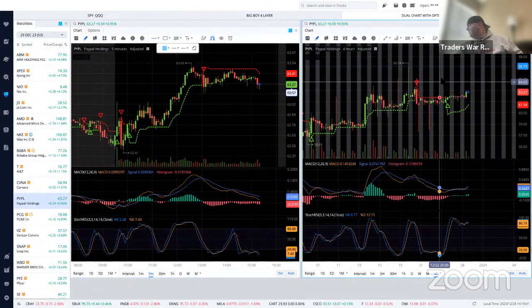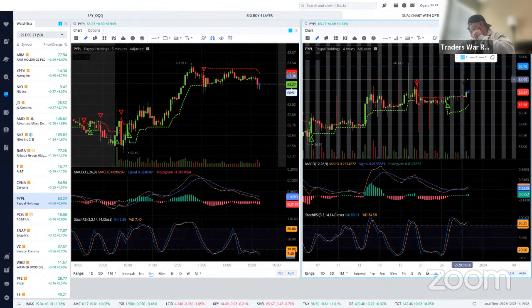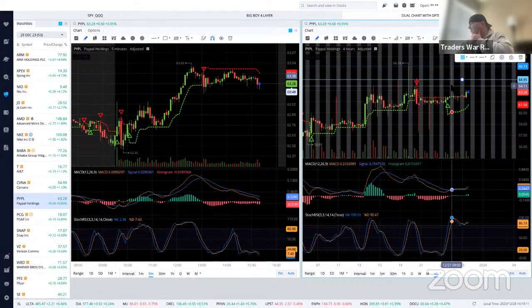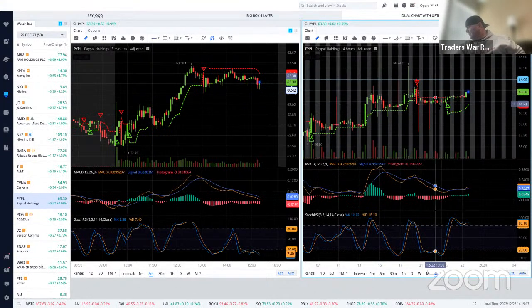You know, dude, can I get a trend line? And get a trend line. There you go. All right. Yeah, I think this is a good level, just to push the 65 coming out of this nice consolidation zone.